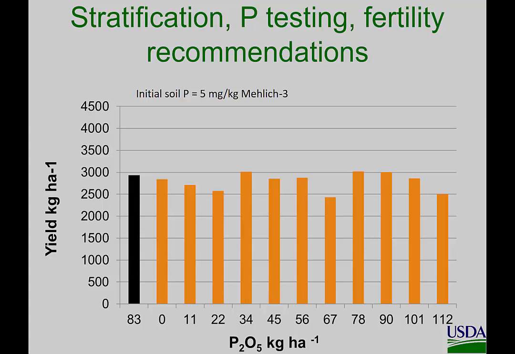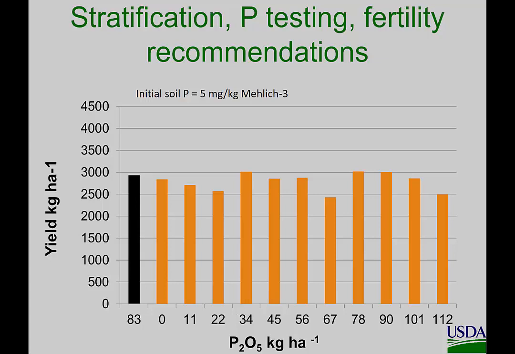Here's some data from when I was at Oklahoma State. It gives an example of fertility recommendations and how there's a lot of slack with them, a lot of room for improvement. This is winter wheat yield. This is a soil that had 5 milligrams per kilogram of Mehlich 3 phosphorus, very low in phosphorus, right? So, hey, you've got to fertilize this, right? The soil testing lab said we need to apply 83 kilograms of P2O5 per hectare for this to reach optimum yield. That's the black bar.